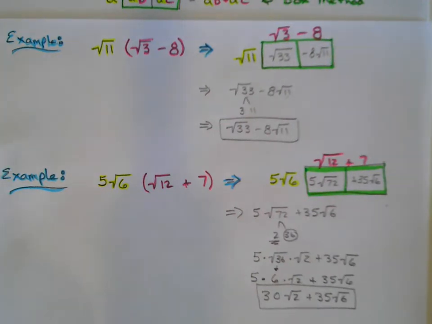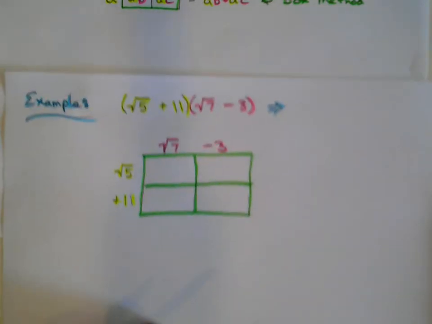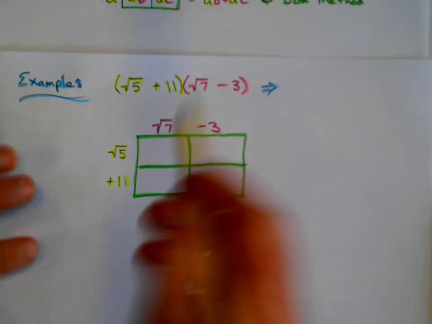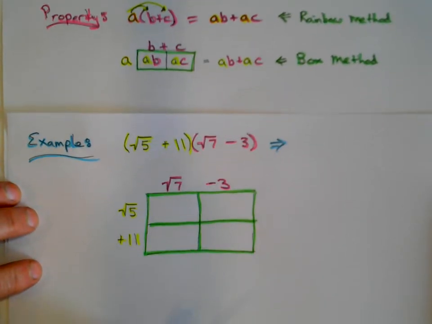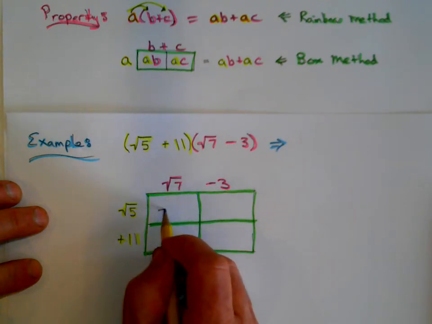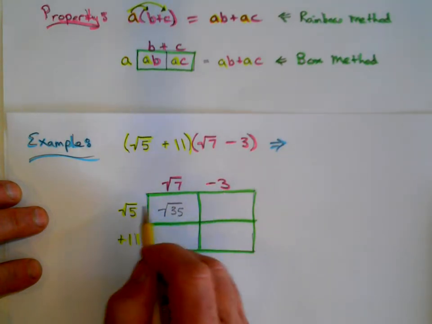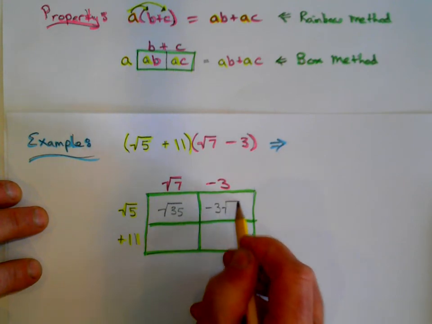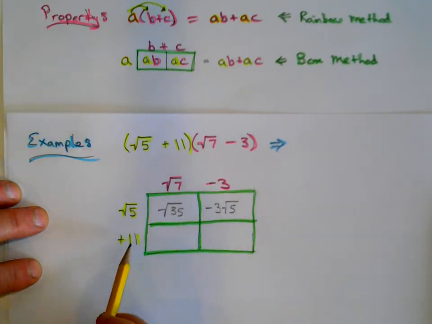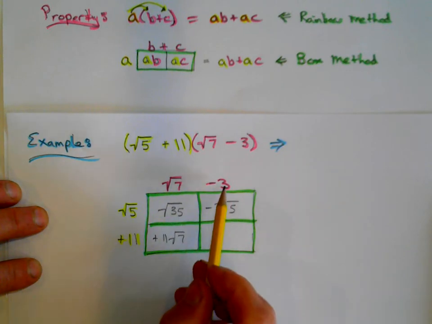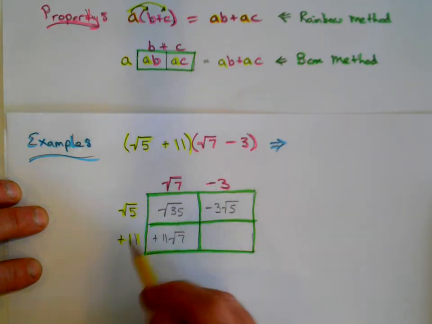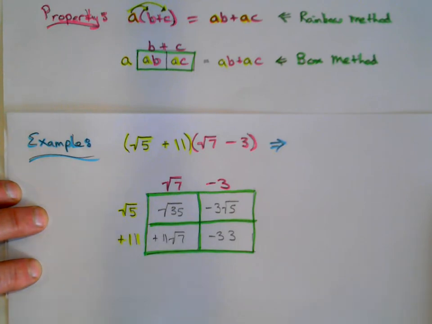All right, let's do one with a binomial times a binomial. That means double distribution. Let's take a look at this. Notice I set up my box method, and now I'm going to fill in the areas of the box. Because they're both under the radical, boom. Not under the radical times under the radical, so I can't multiply them together, but I just write it as a term. Again, just write it as a term because you can't actually multiply them together. No radical, no radical. Negative times a positive is negative, so that's what we have.